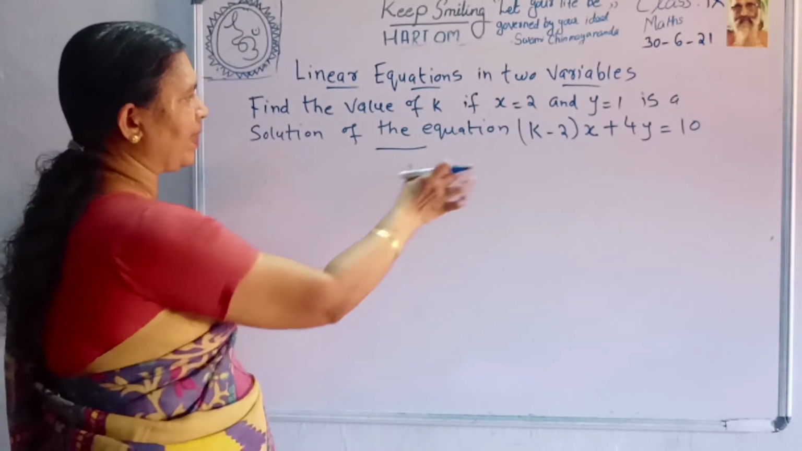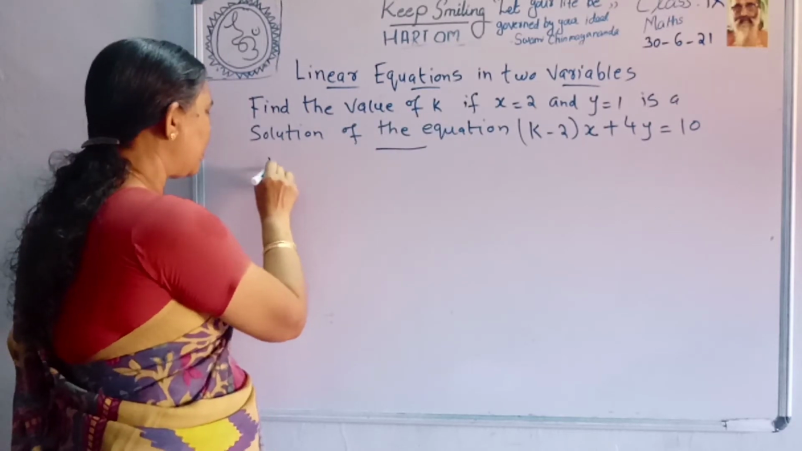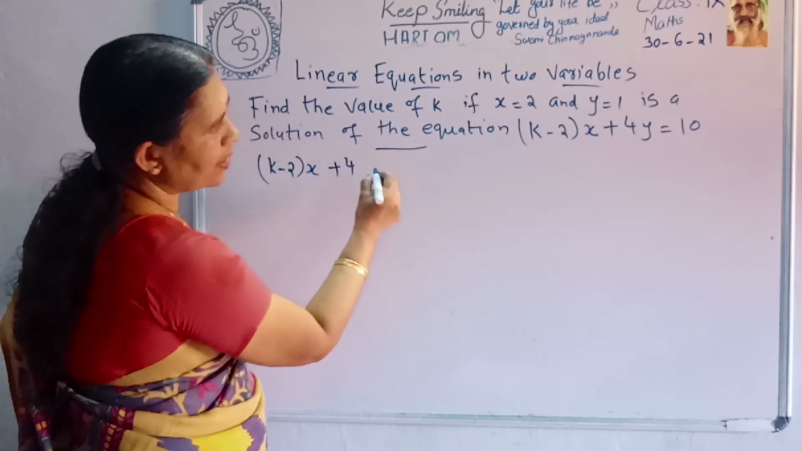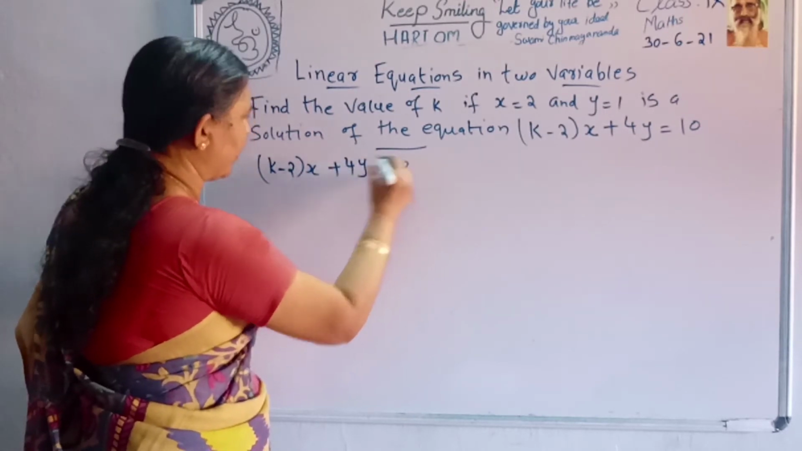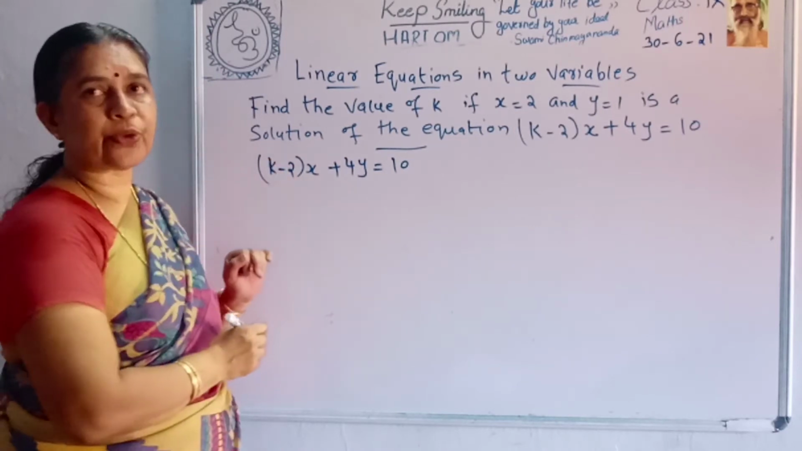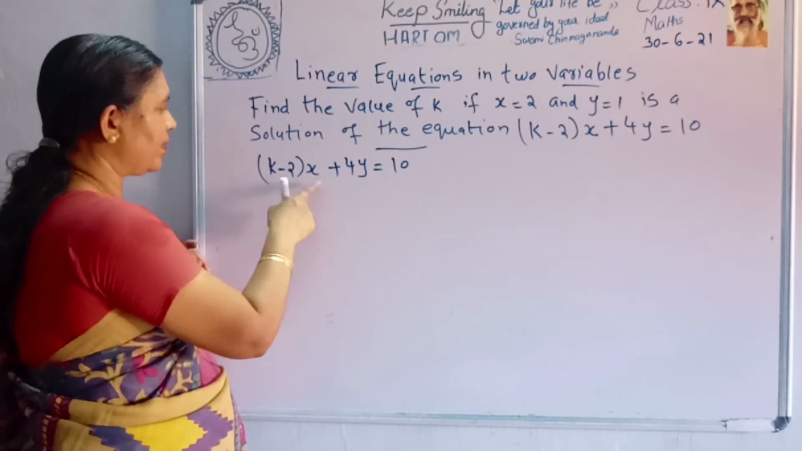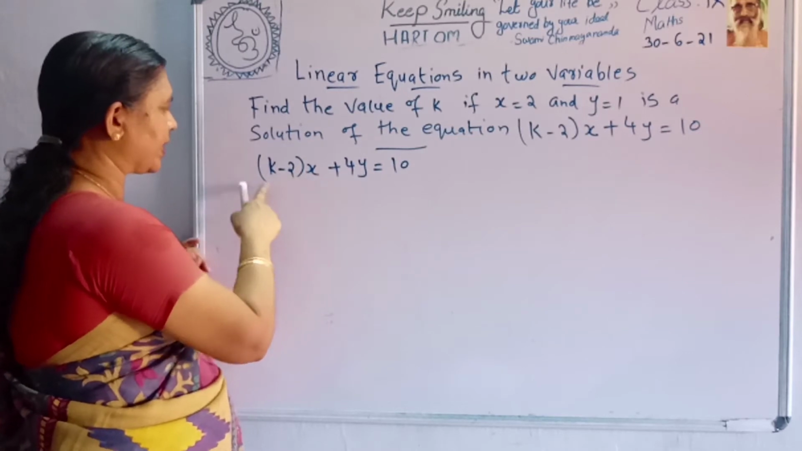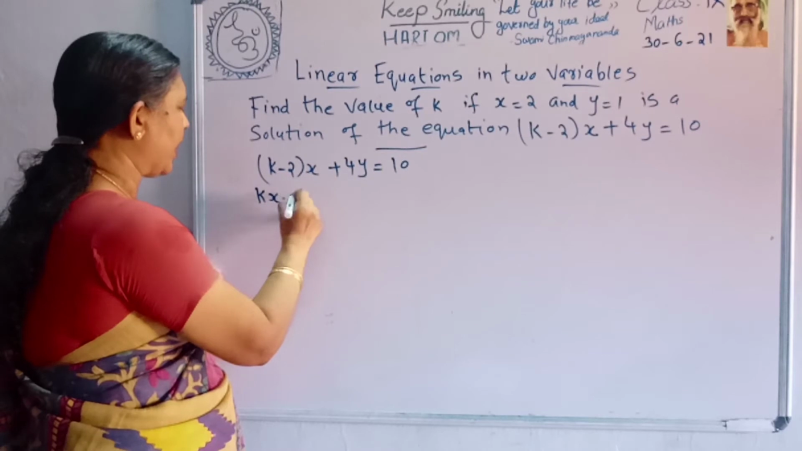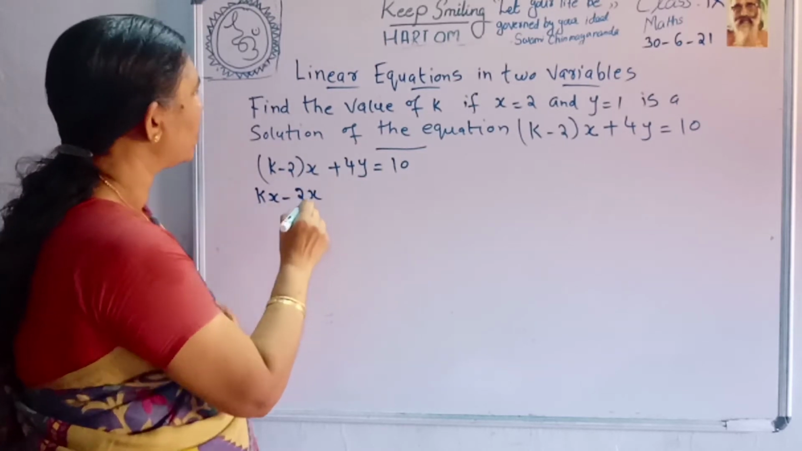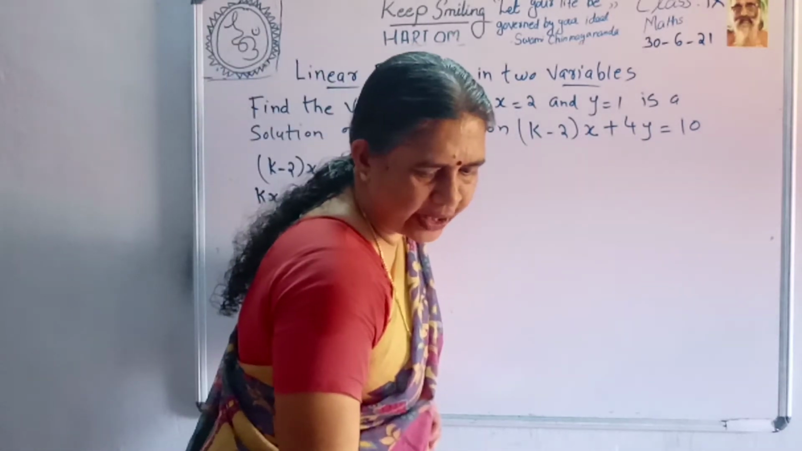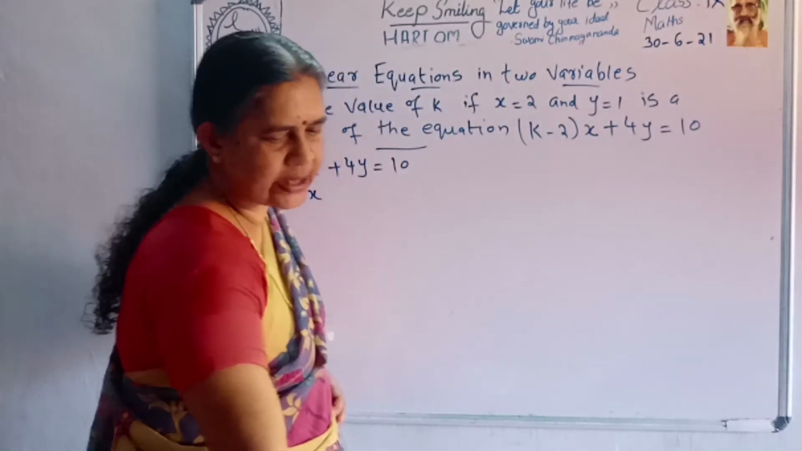First we can simplify the equation. (k minus 2) into x plus 4y is equal to 10. What is (k minus 2) into x? We multiply both the terms by x. k into x is kx, minus 2x.